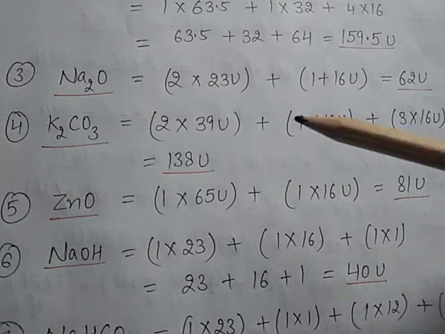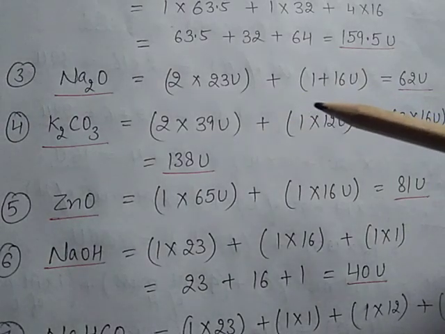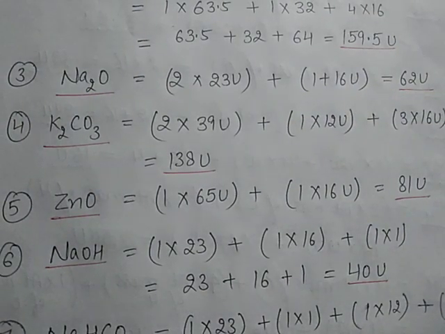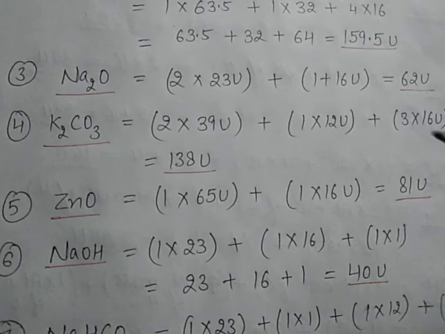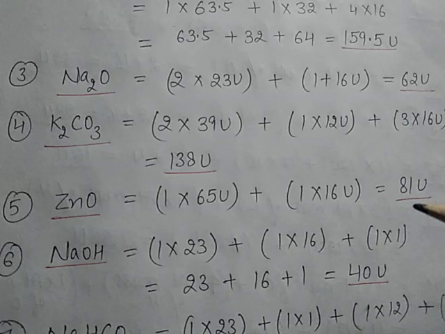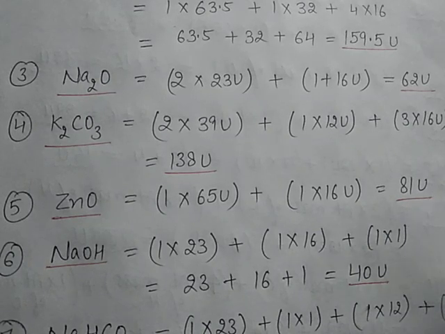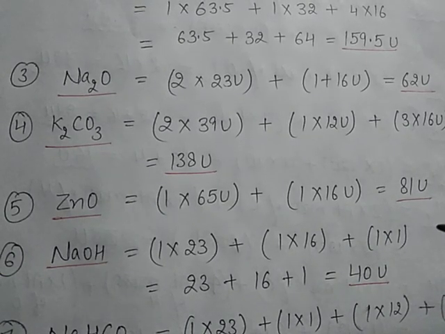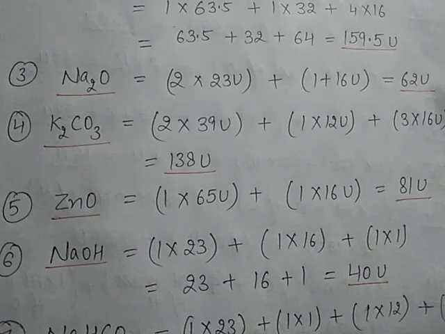Because in formula unit mass, the ionic compounds are not made up of molecules, so the use of the term molecular mass for them is not correct. So its name is formula unit mass.